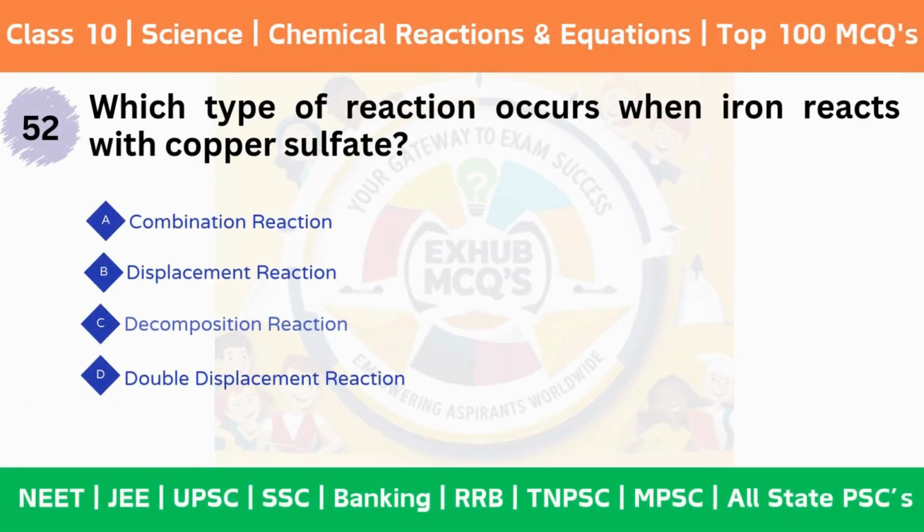MCQ 52. Which type of reaction occurs when iron reacts with copper sulfate? Option A, combination reaction. Option B, displacement reaction. Option C, decomposition reaction. Option D, double displacement reaction.